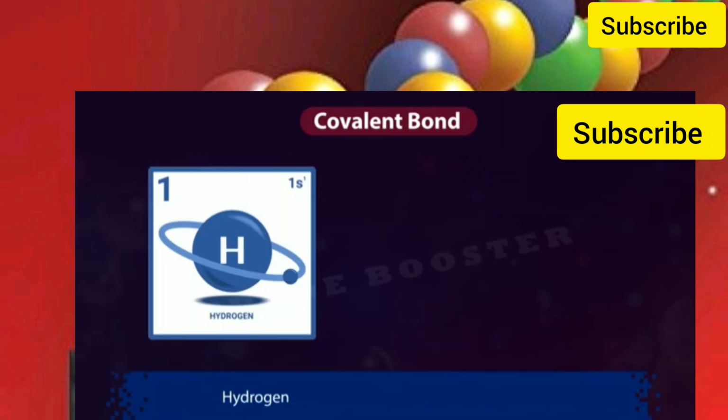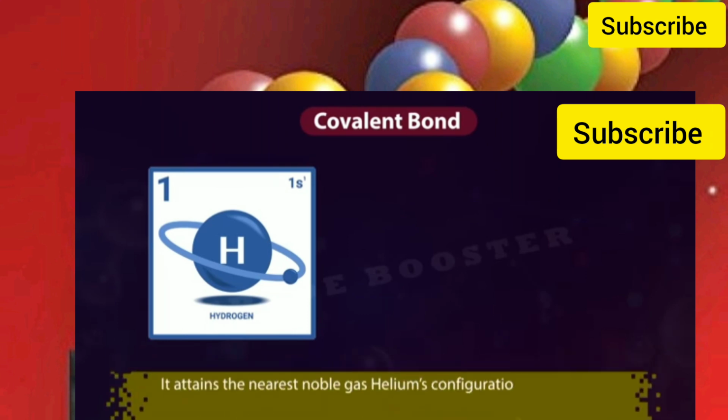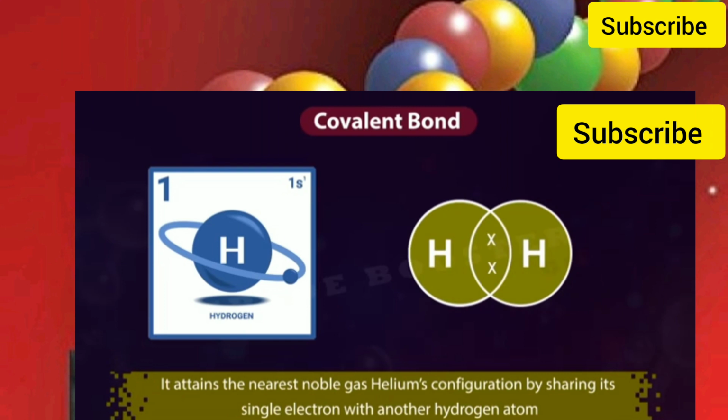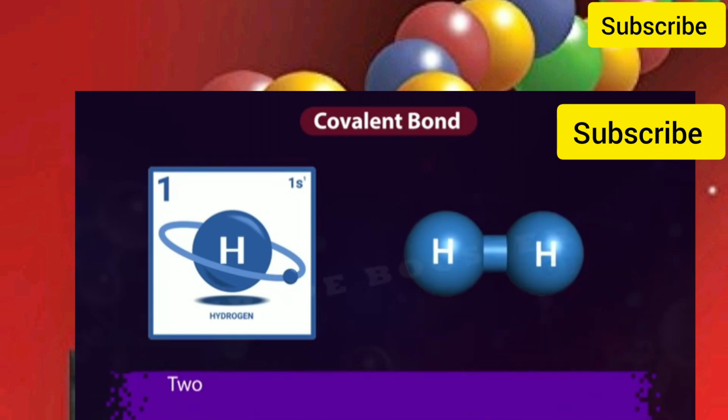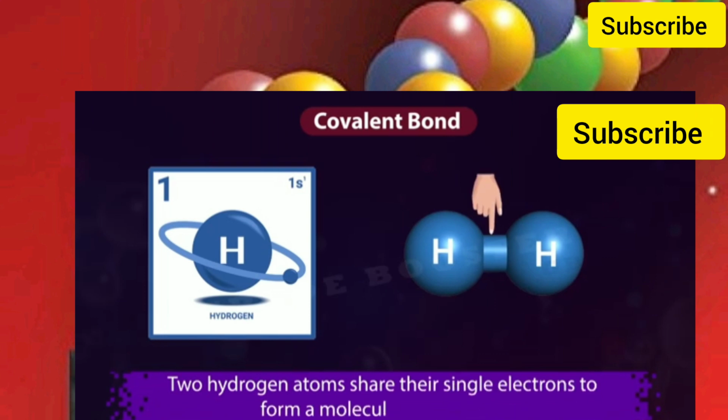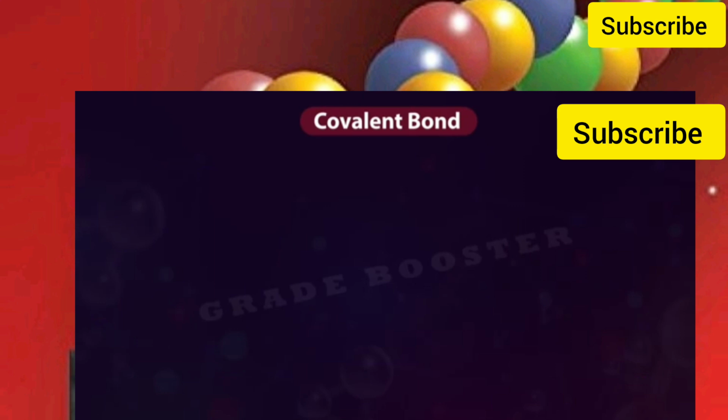Hydrogen atom has a single electron in its K shell. It attains the nearest noble gas helium's configuration by sharing its single electron with another hydrogen atom. Two hydrogen atoms share their single electrons to form a molecule of hydrogen. Since only one electron is shared by each atom, a single covalent bond is formed between them.